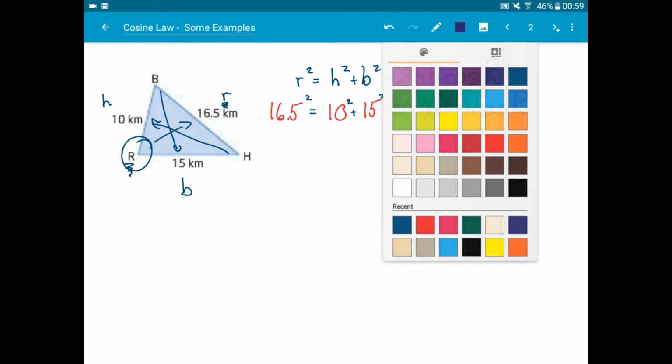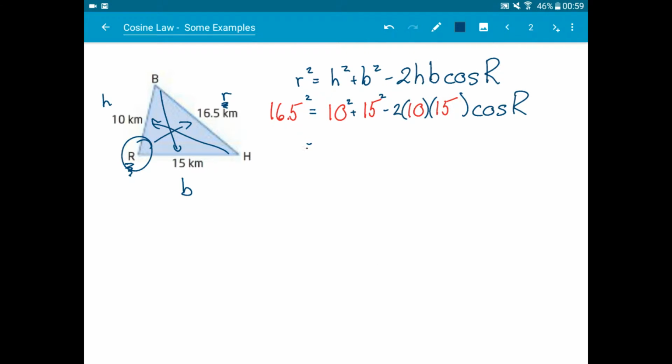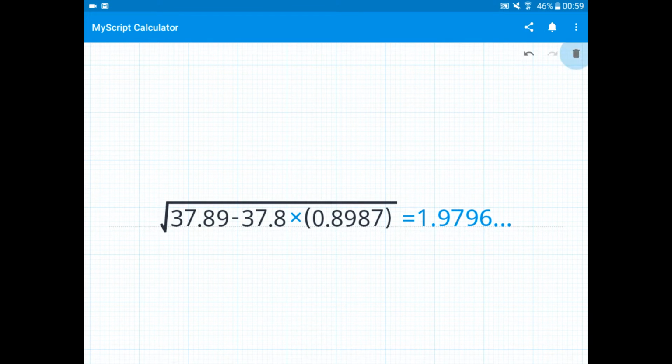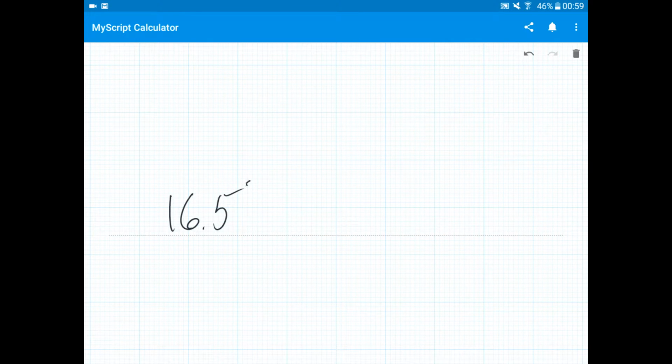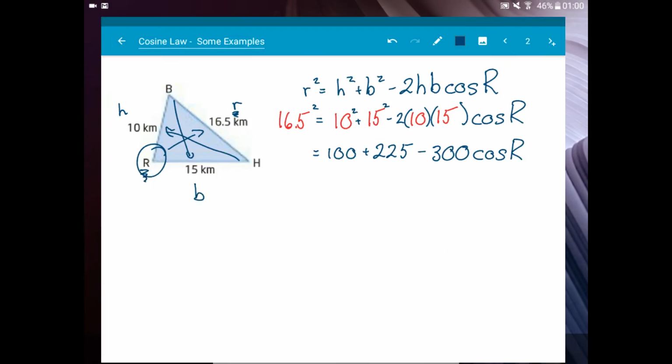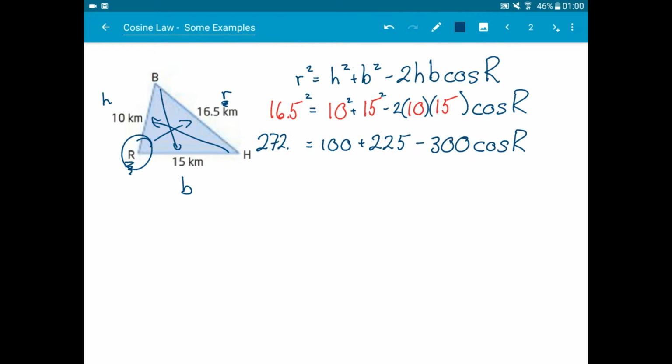Okay, so I'll just do the ones that I know first. So I've got 100, that's what 10 squared is. 15 squared is 225. Let's do it this way instead. 10 times 15 is 150, times 2 is 300. So minus 300 cosine R. Now I don't know what 16.5 squared is quickly, so let's just do that on a calculator. So 16.5 squared, 272.25.